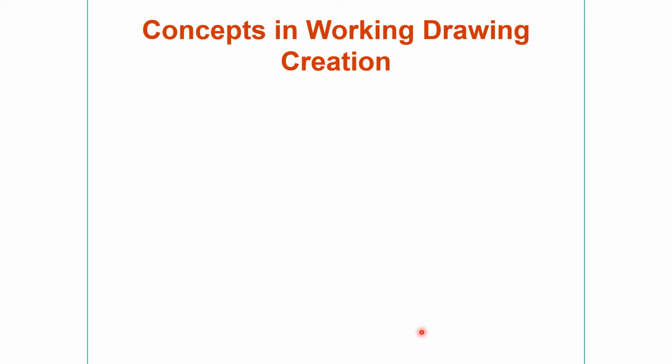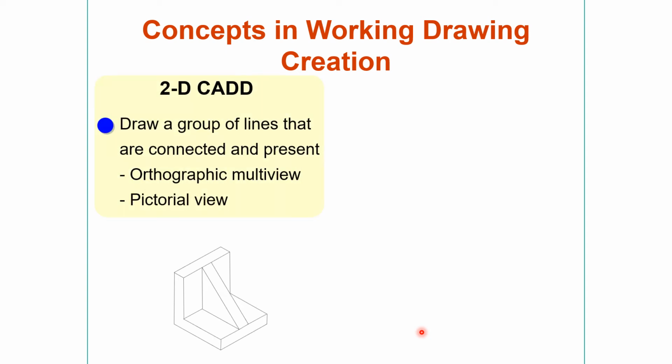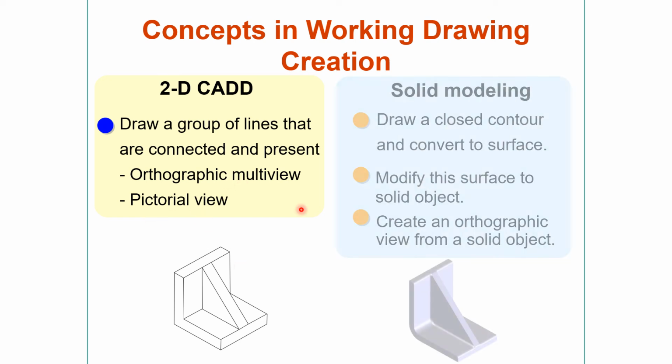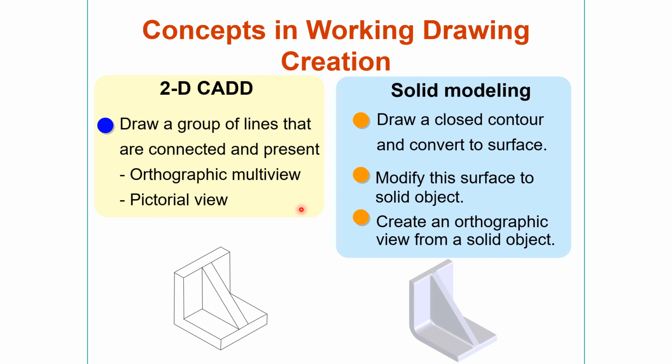Concepts in working drawing creation. 2D drawing, 2D CAD: draw a group of lines that are connected and present orthographic, multi-views, and pictorial views. And in solid geometry, when we make the models, draw a closed contour and convert it to a surface. Modify this surface to a solid object. Create an orthographic view from a solid object. That can be done in 3D drawing in CAD.